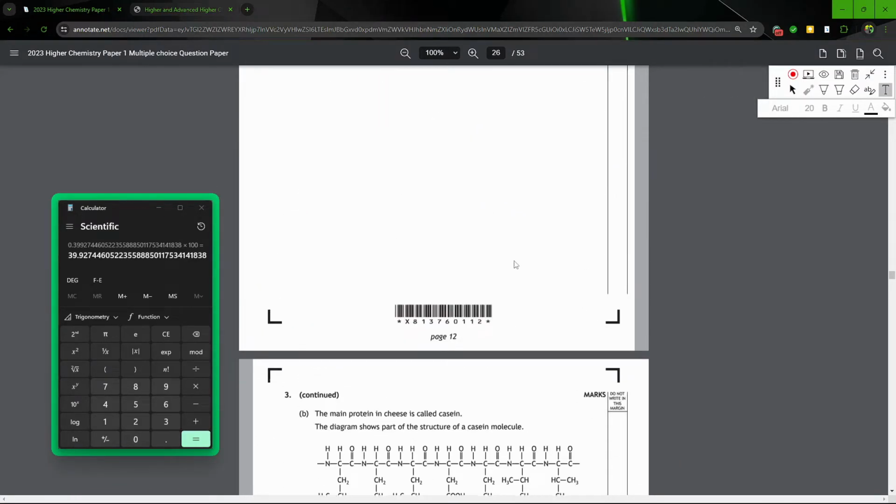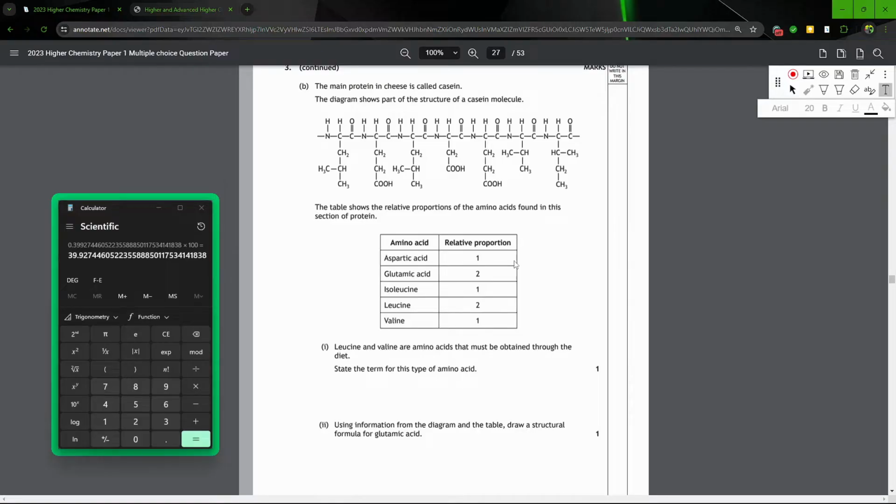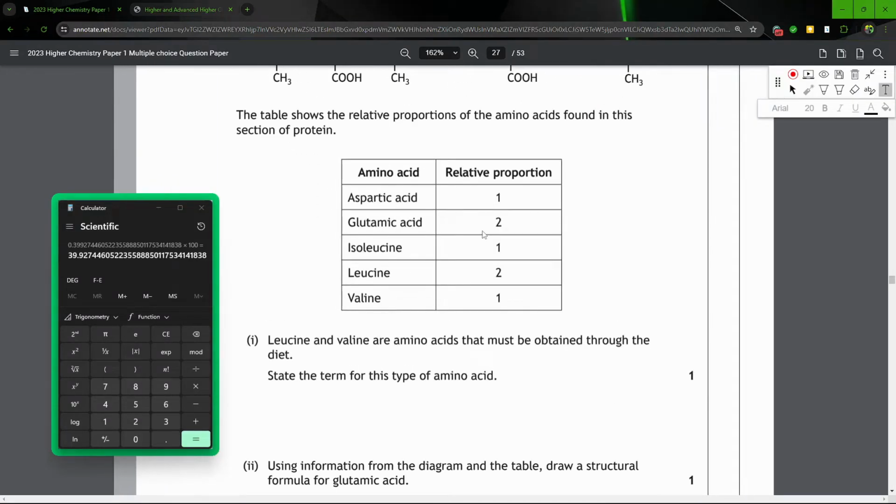The main protein of cheese is called casein. The diagram shows part of the structure of a casein molecule. The table shows the relative proportions of the amino acids found in this section of the protein. So we've got all that, okay.